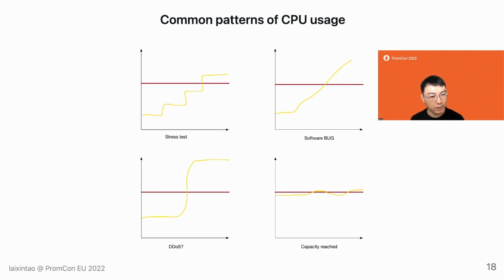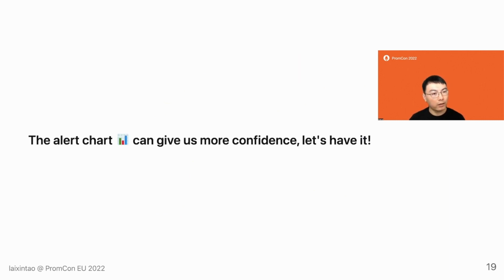The third image is either a DDoS attack or real user traffic. Either situation, we need to check it immediately. And the fourth image shows that the capacity is being reached. The QPS or CPU usage is reaching the threshold over time. We need to scale up our system. So you can see that the alert chart is very useful when we receive the alerts, right?